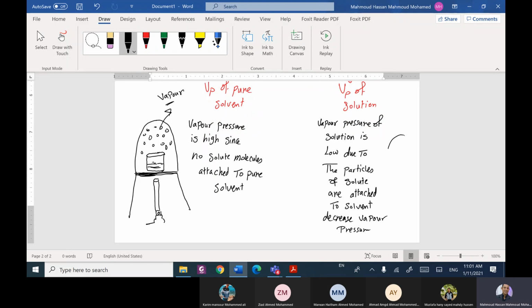For the same container, but in the second case we prepare a solution from it.